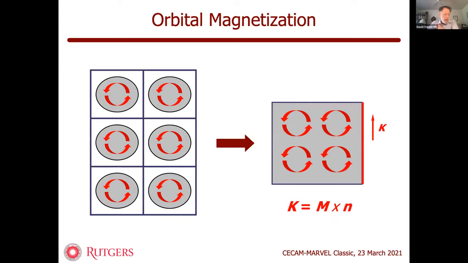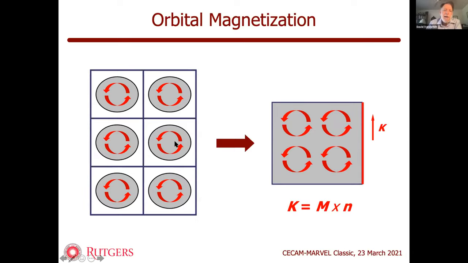Okay, so in the last part of the talk, I wanted to say a few things about orbital magnetization, and really this is going to lead rather quickly to anomalous Hall conductivity. What do I have? I've got about 10 minutes left. All right.